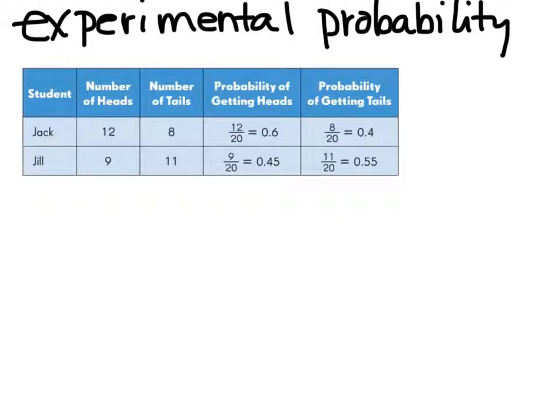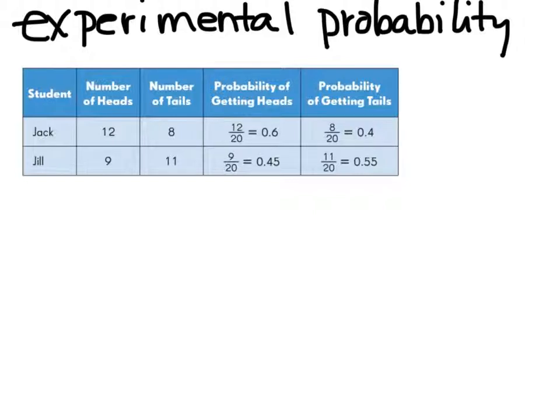Now that we understand theoretical probability, let's dive into experimental probability. Jack and Jill carry out an experiment. They each toss a coin 20 times and record the results on a table. In Jack's experiment, the probability of heads from his coin tosses is 0.6 because out of the 20 tosses, he got 12 heads.